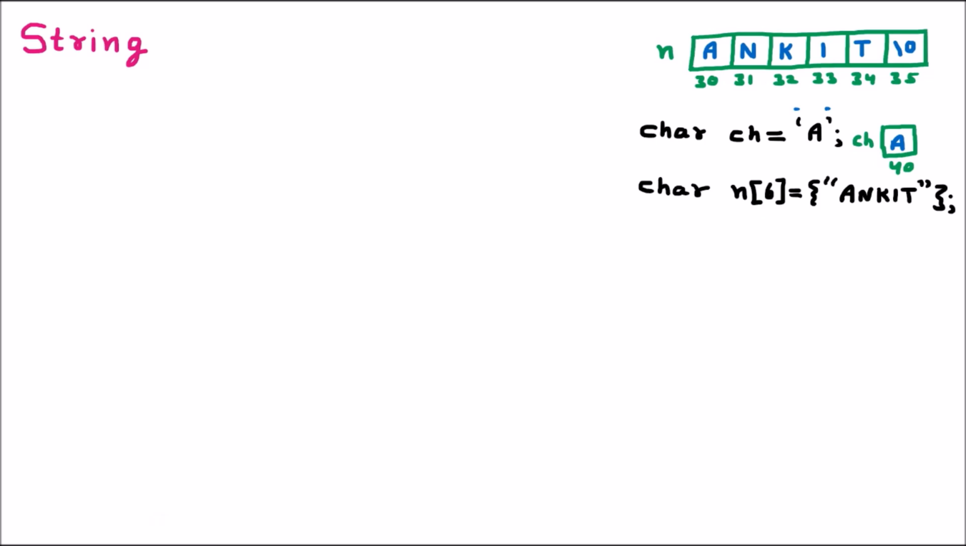So here is an important point to learn: we have a character which is 'a', that has the single quote, and a string has the double quote. In a string, we have multiple characters together. We can see that a, n, k, i, t, these are the characters. So we can say that a string is an array of characters.